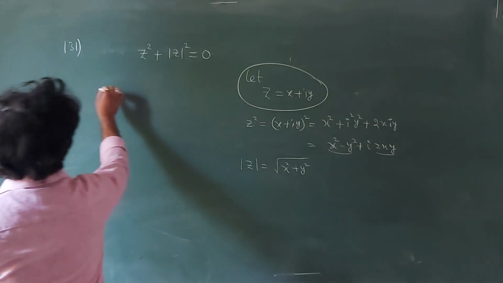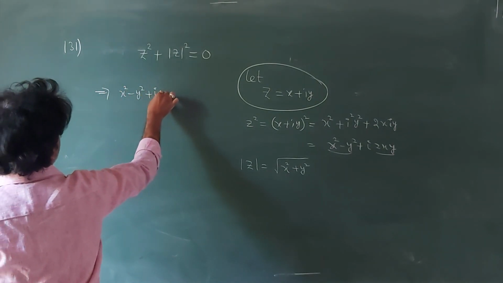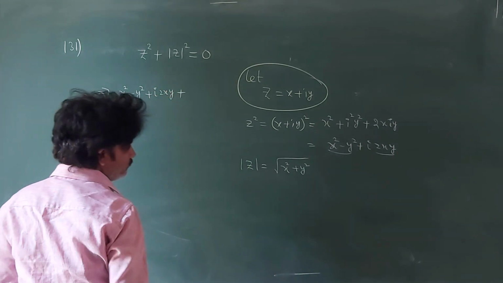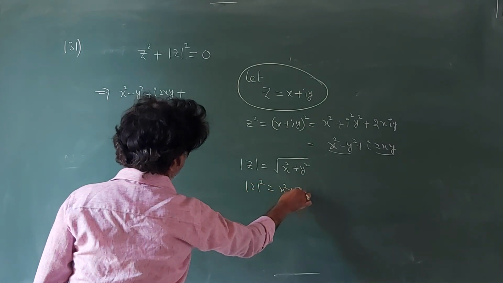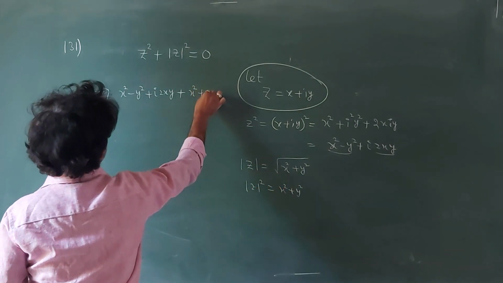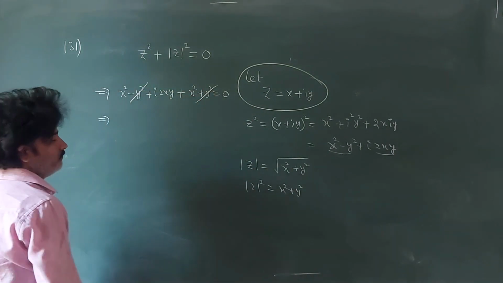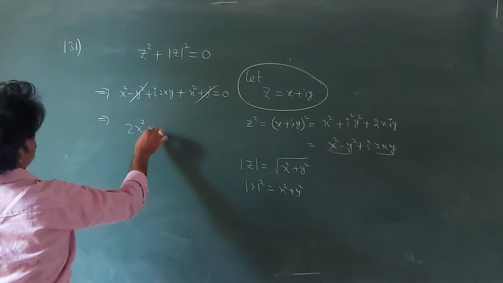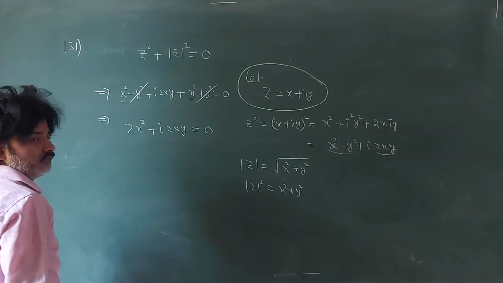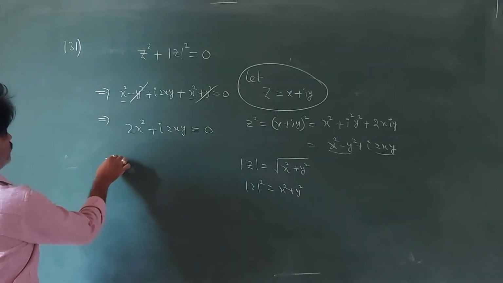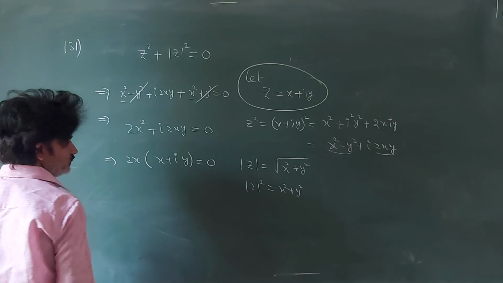Okay, now substitute in this condition. Z square means x square minus y square plus i into 2xy, plus mod z square. What is the square of this one? Simply x square plus y square. So x square plus y square equal to 0. Now minus y square plus y square gets cancelled. x square plus x square, 2x square plus i into 2xy equal to 0. Again, in this we can take something common, 2x. So if I take 2x common, x plus iy equal to 0.